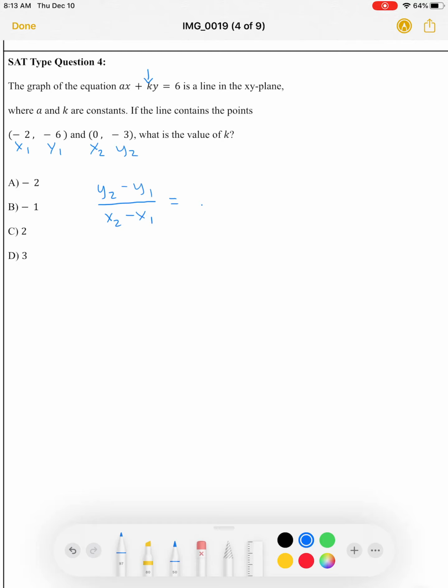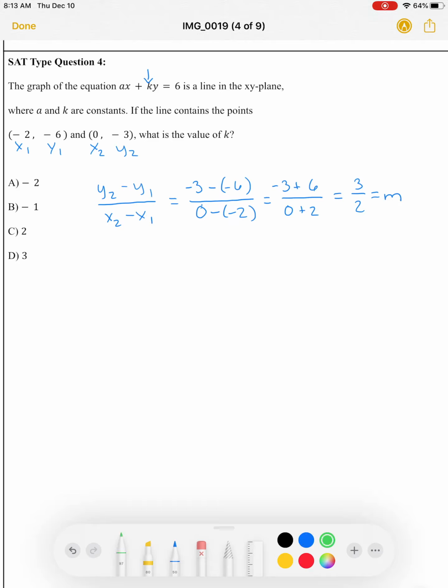Using substitution, we would have -3 minus a -6 over 0 minus a -2. Be careful with the slope formula for your double negatives. Whenever you subtract a negative, that always becomes a positive. So in the numerator, we would have -3 plus 6, and in the denominator, 0 plus 2. Simplifying that, we would have 3/2. This is the value of our slope, m.